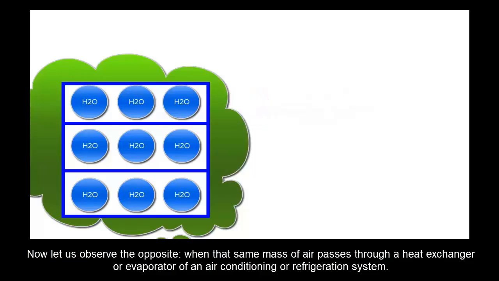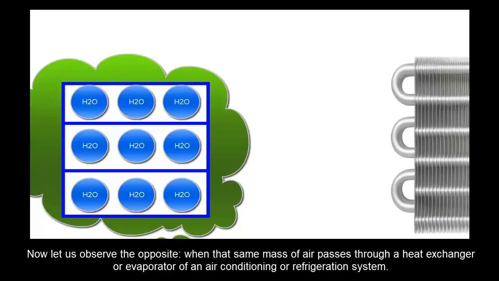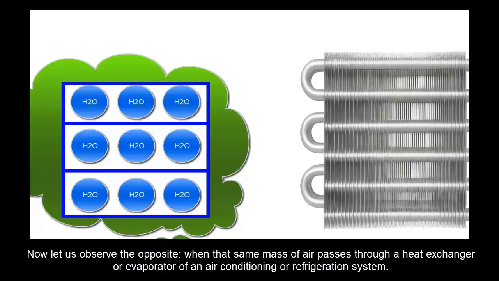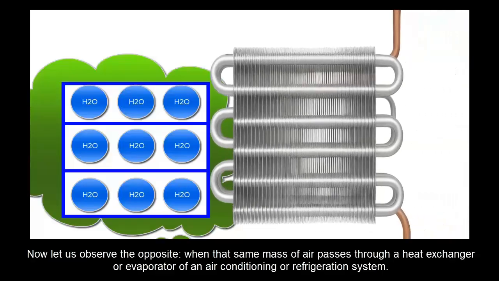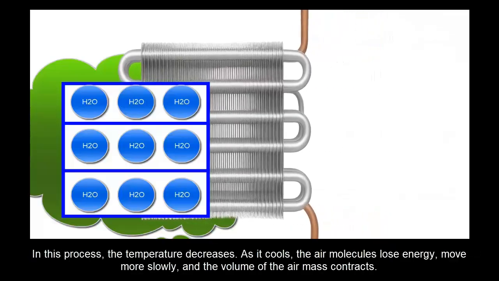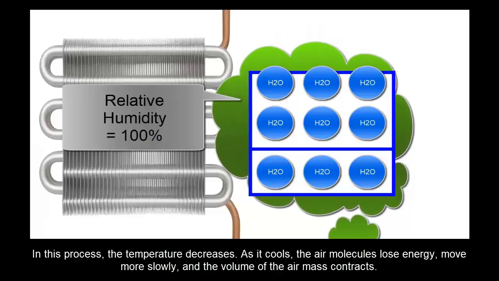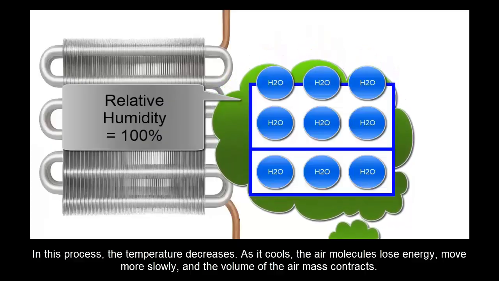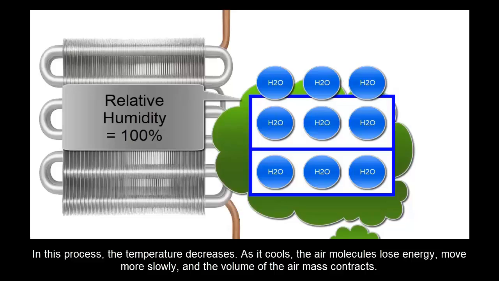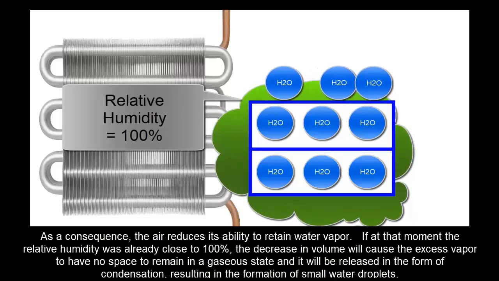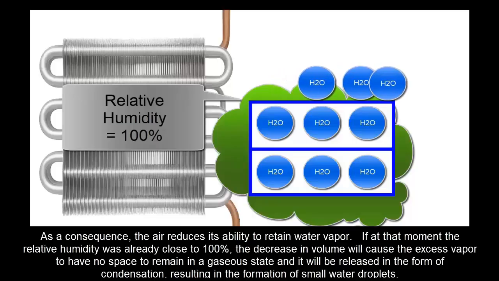Now let us observe the opposite. When that same mass of air passes through a heat exchanger or evaporator of an air conditioning or refrigeration system, the temperature decreases. As it cools, the air molecules lose energy, move more slowly, and the volume of the air mass contracts. As a consequence, the air reduces its ability to retain water vapor.